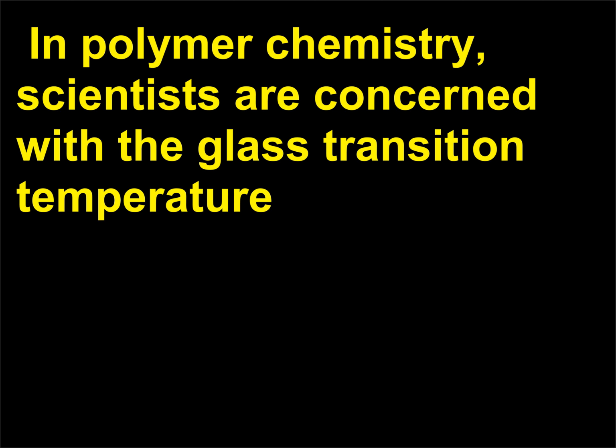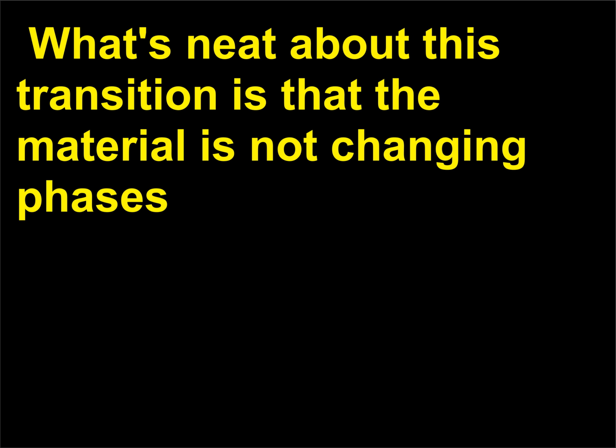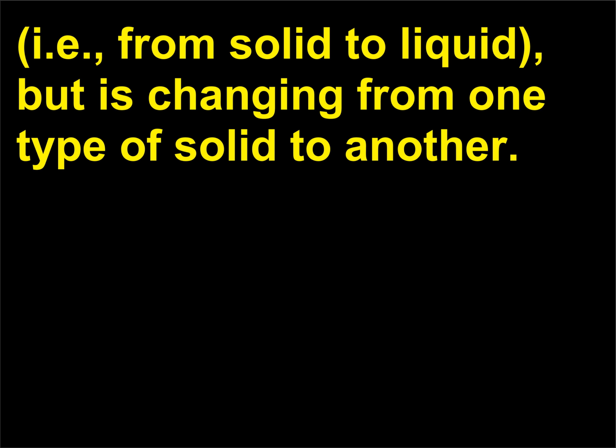In polymer chemistry, scientists are concerned with the glass transition temperature, Tg, which is the temperature at which a material changes from a hard to a rubbery state. What's neat about this transition is that the material is not changing phases, i.e., from solid to liquid, but is changing from one type of solid to another.